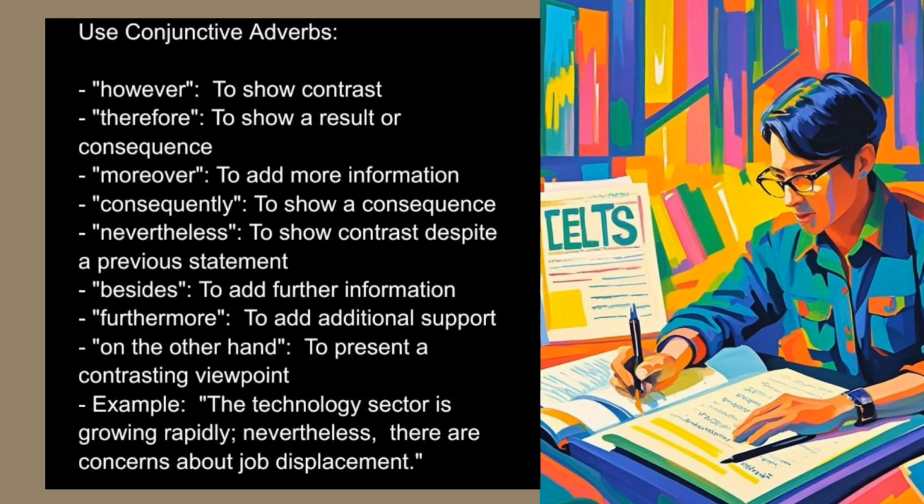Use conjunctive adverbs. "However" shows contrast, "therefore" shows a result or consequence, "moreover" adds more information, "consequently" shows a consequence, "nevertheless" shows contrast despite a previous statement, "besides" adds further information, "furthermore" adds additional support. "On the other hand" presents a contrasting viewpoint. Example: The technology sector is growing rapidly; nevertheless, there are concerns about job displacement.